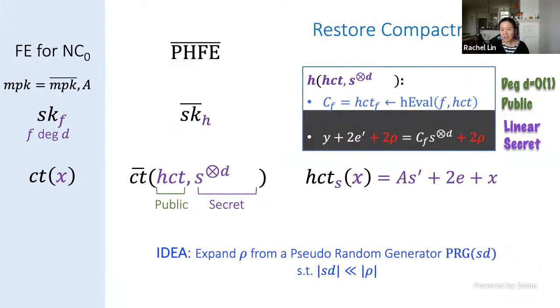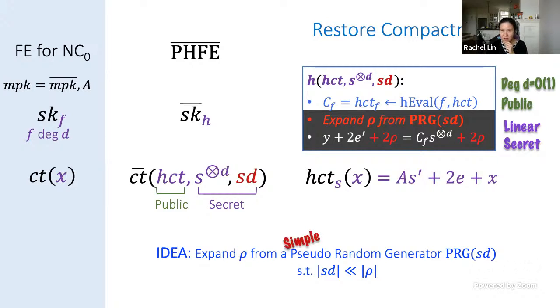And this naturally leads to the idea of using a PRG, right? When we need a lot of randomness and we don't want to use so many true random coins, we use a PRG. Then if we have a PRG, we can just encode only the seed of the PRG in the secret input of the partially hiding FE. And inside the function H, we're going to first expand the PRG to get those smudge noise rho and then add it to the output.